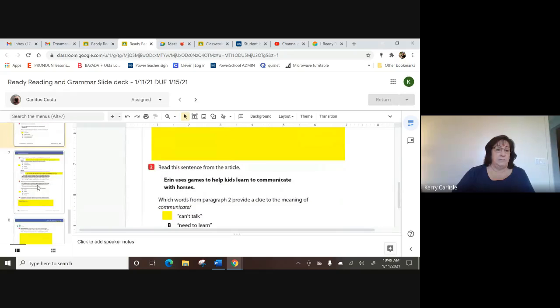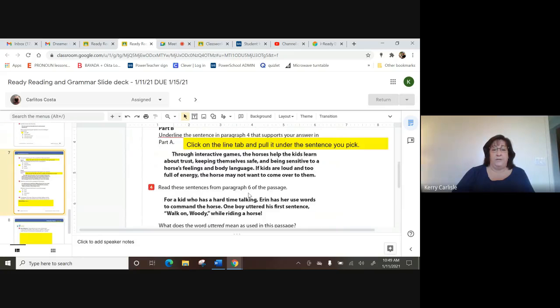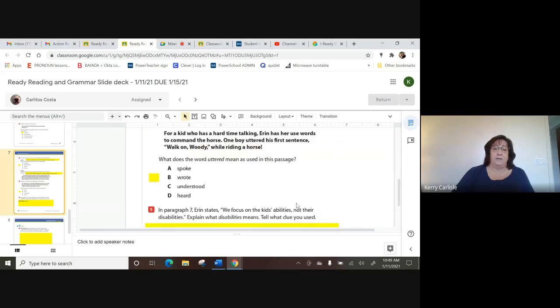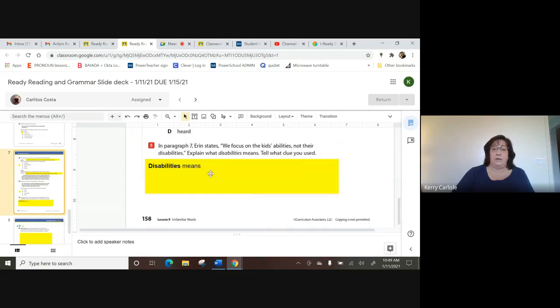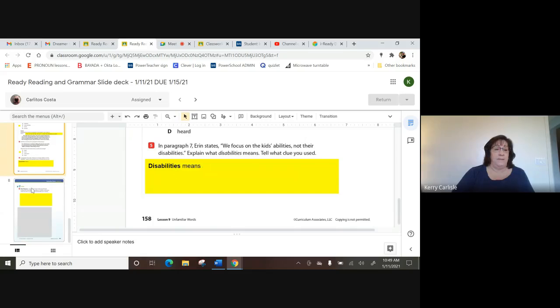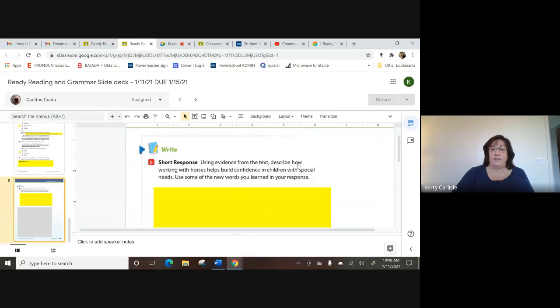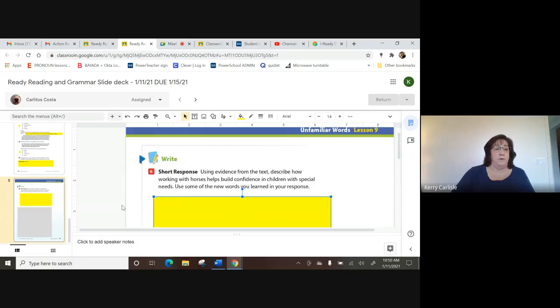The second page is more going back and looking and trying to figure out the meaning of words. But this one has an underlining part, right? Pick a sentence to underline that answers the question. You're going to define disability. And down here, we're going to talk for just a minute about use the evidence to describe how working with horses helps build confidence in children. You'll have to go back, use some of the new words. So you'll use things like communicate, interact, and some of the other words that we used.